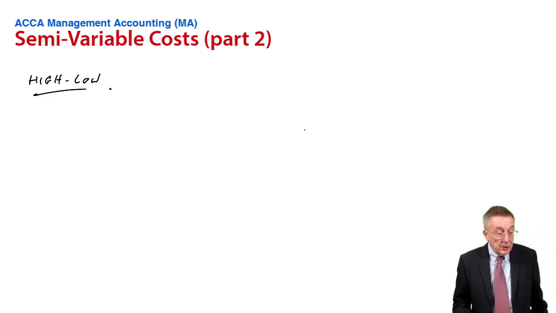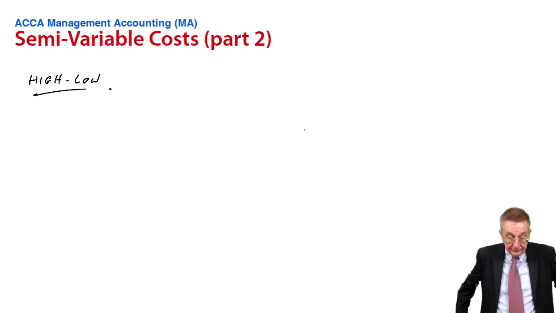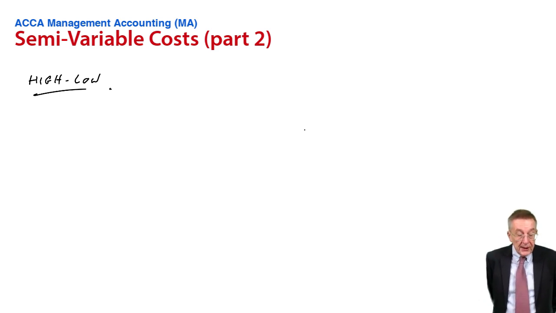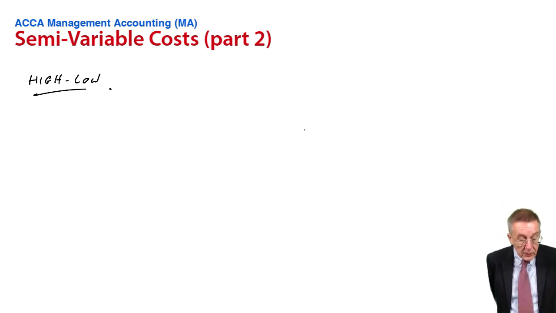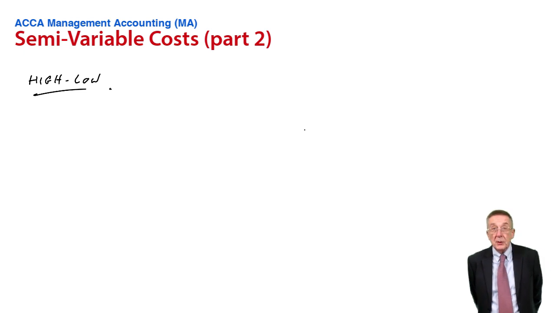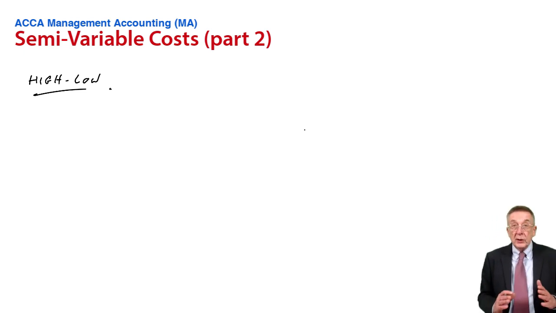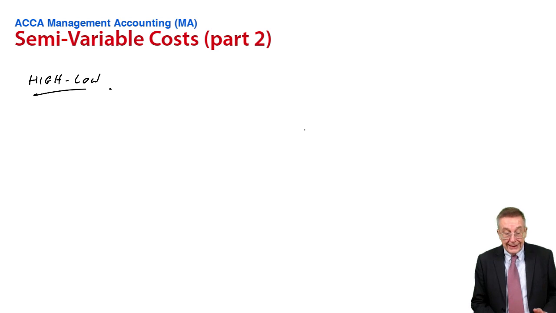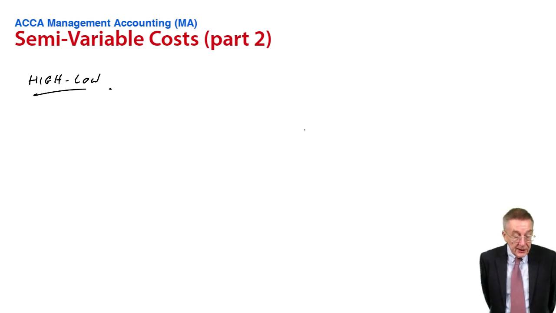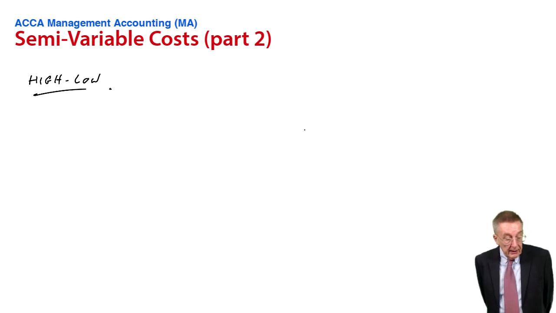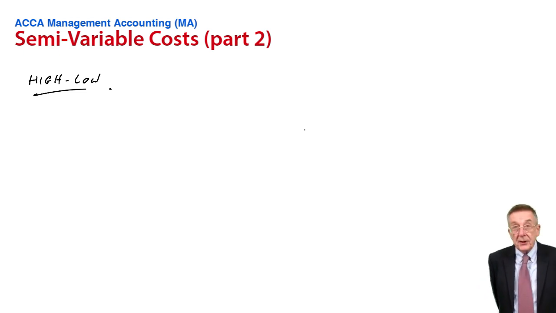Now again, this should be revision, but look at example one and let's work through it. Electricity costs for the first 6 months of the year are as follows. So we've got 6 months there, January through to June, and each month we've recorded how many units were produced and what the total cost was. You can see immediately that firstly, it's not a fixed cost. The cost changes each time. February had fewer units than January, so the cost was lower. In March, more units, so the cost was higher.